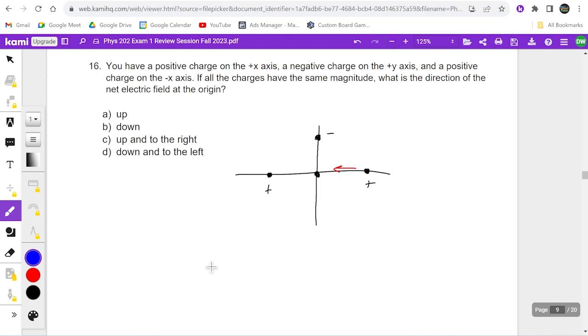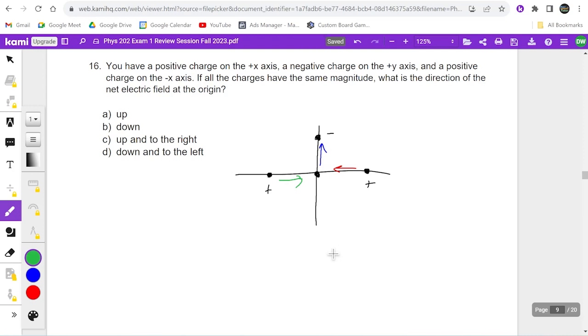So for the same reason, when I look at that negative charge above, electric field lines point towards the negative charge. So it's going to point from the origin to the negative charge. Hopefully that makes sense. Any questions so far? Okay, good. And then the last charge, it's another positive charge. So I'm going to be drawing it away from the positive charge towards the origin. And that's supposed to be the same length as the other arrows because they all have the same magnitude. So there, that's better.